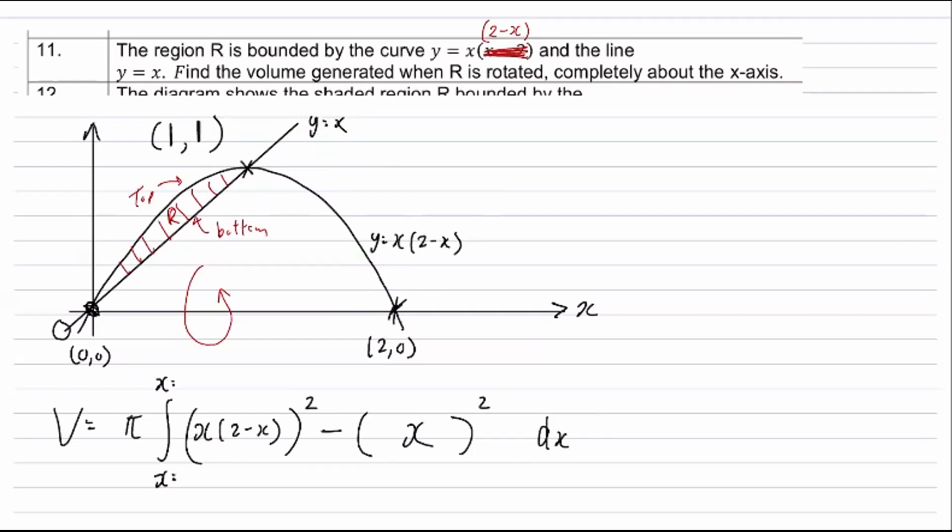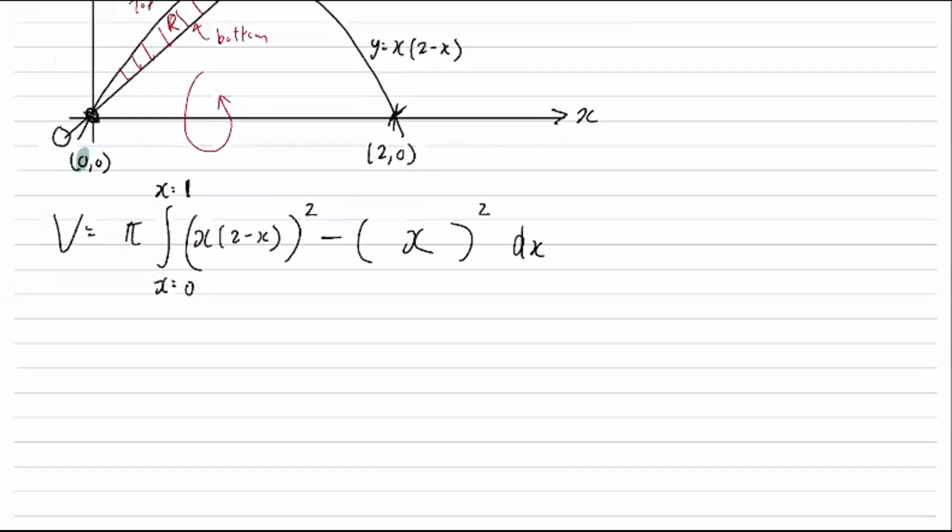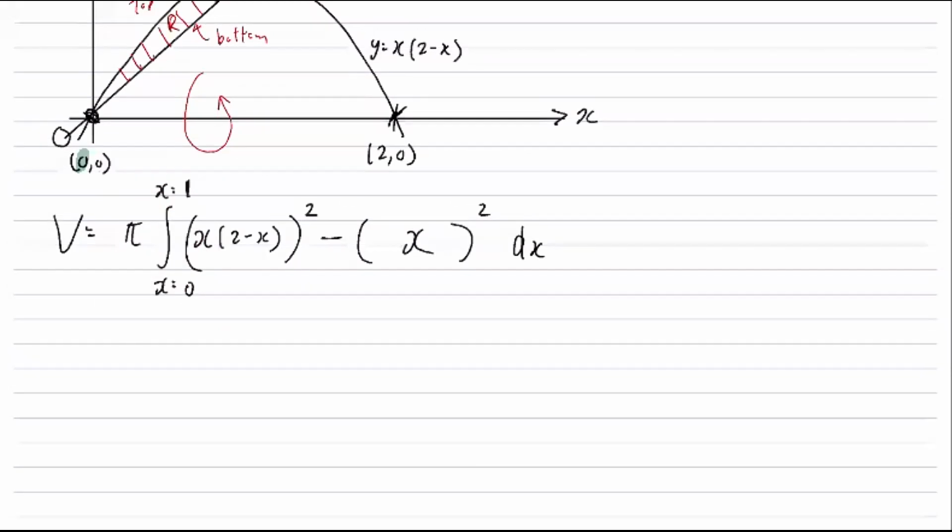0 to 1. Good. Because we focus on the x coordinate here, 0 and 1, because it's with respect to x, rotating about the x-axis. Okay, Ken, simplifying this, what can we obtain?